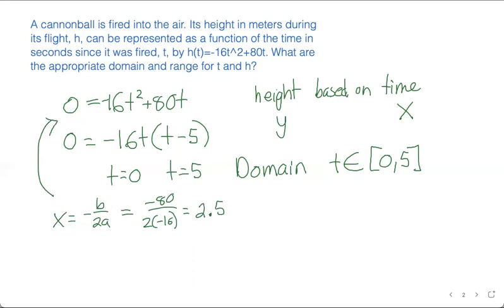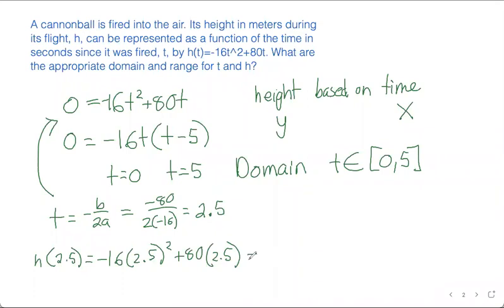Okay, by the way, I made a quick mistake here. This should not be x. We're not dealing with x, we're dealing with t. So the maximum height occurs at t equals 2.5. Let's find what that maximum height is. So the height at 2.5 is negative 16 times 2.5 squared plus 80 times 2.5. Okay, let's figure out what that is. And some arithmetic gives us 100, and that would probably be a calculator one.